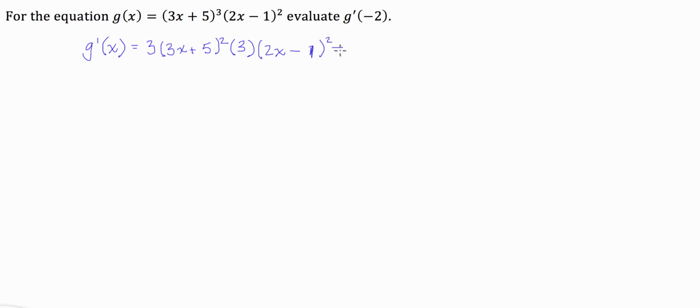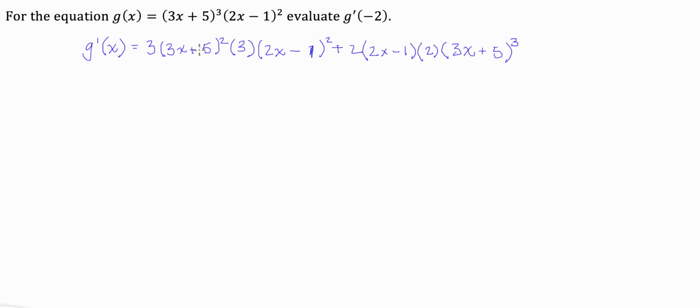adding to the derivative of the back, which is 2 bracket 2x minus 1, times the derivative of the inside, leaving the front one constant. Okay, so that is our derivative. We've used the product rule as well as the chain rule.